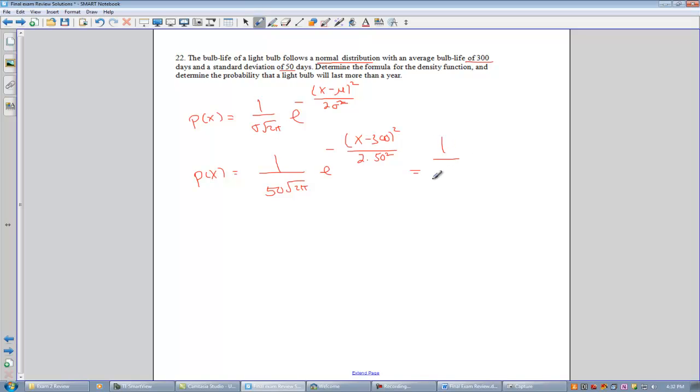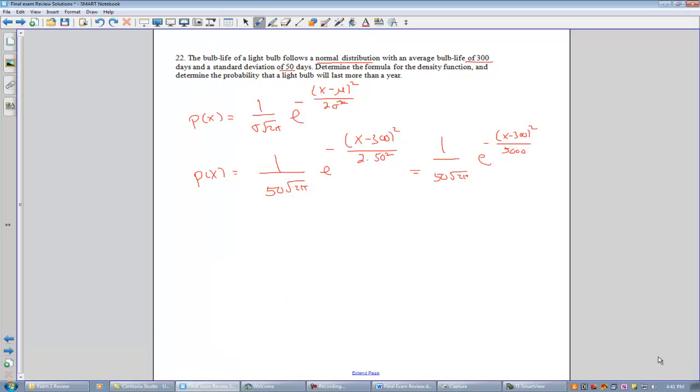And you can rewrite this then as 1 over 50 square root of 2 pi, e to the minus x minus 300 quantity squared. The only thing that can be simplified is the bottom. 50 squared is 2,500 times 2 is 5,000. So there's the probability density function.